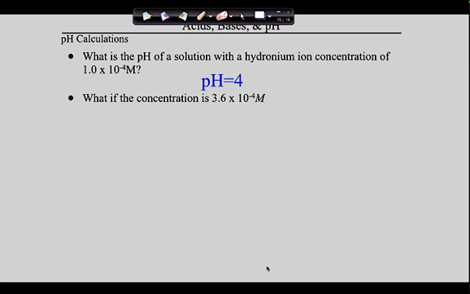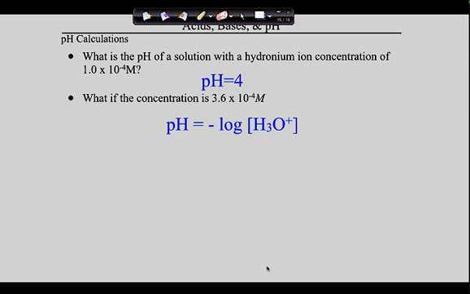Now what about this? What if the hydronium ion concentration is 3.6 × 10⁻⁴? Is it still pH 4? Well, wait, there's still a 4 right there. What's the problem? That's not a 1. So you've got to be able to solve this. Guys, write this down in your notes. Ready? Write down the equation. pH is equal to the negative log of hydrogen ion concentration.